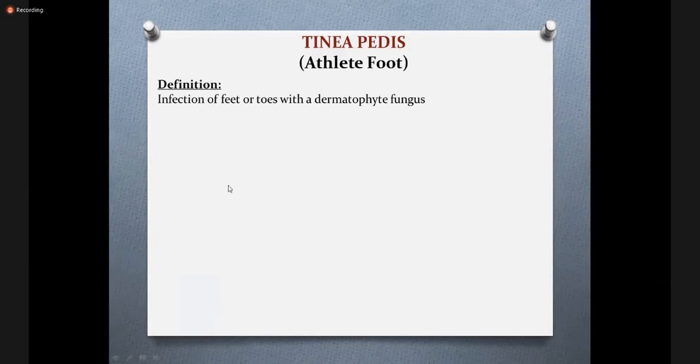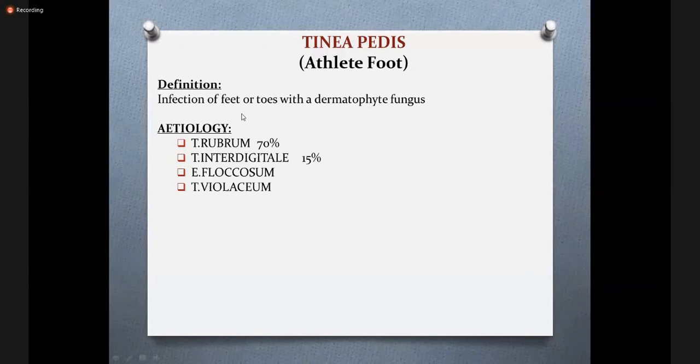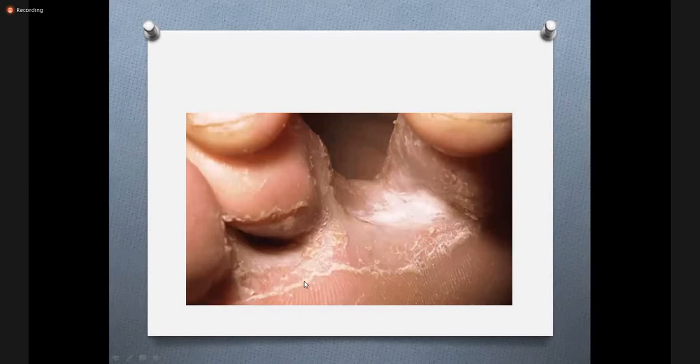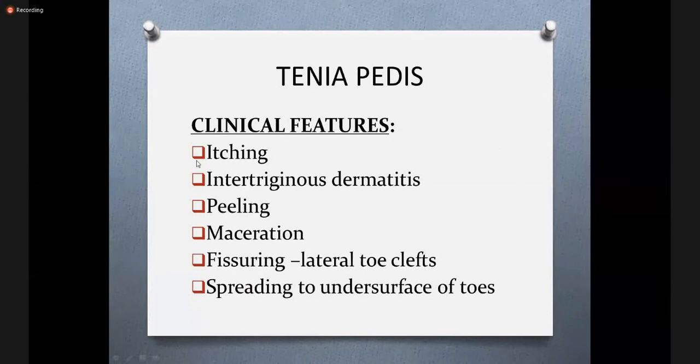Now, tinea pedis, which is commonly known as athlete's foot, is an infection of the feet and toes with dermatophytic fungus. It is mostly caused by Trichophyton rubrum. The predisposing factors are occlusion of the toe cleft, mostly in adults, and it is most common in those who share washing and bathroom facilities. They can present like this: scaly lesions in between the toes, interdigital.